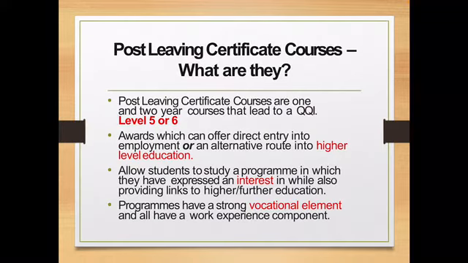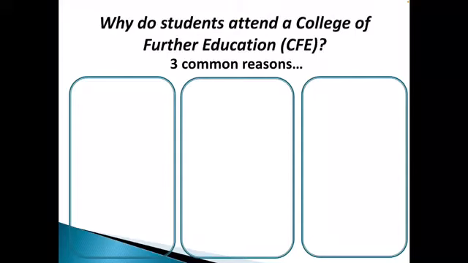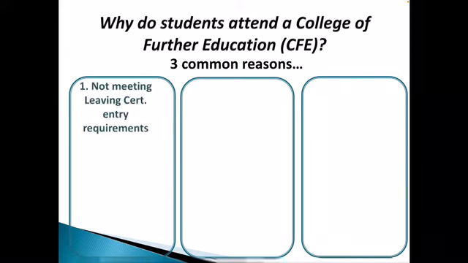So what are they? They are the courses with QQI level 5 or 6 awards. And with these awards, you can go directly into employment or alternatively into the route of higher level education. So it allows students to study a programme in which they've expressed an interest, while also providing the links to continuing their education afterwards. Some programmes will have a strong vocational element and all will have a work experience component.